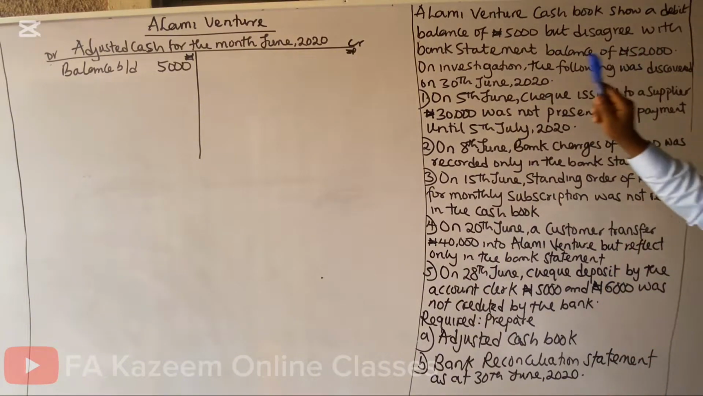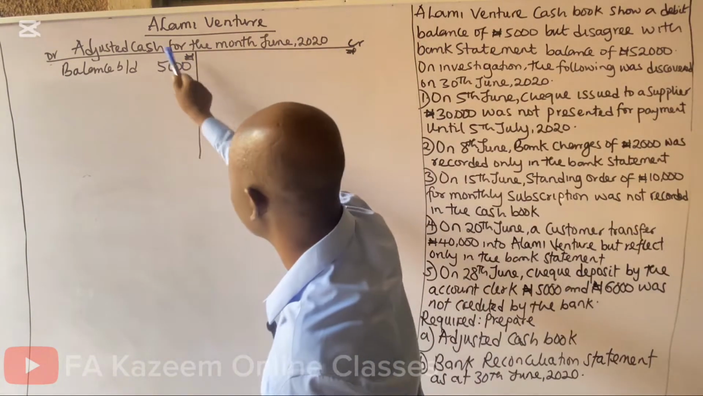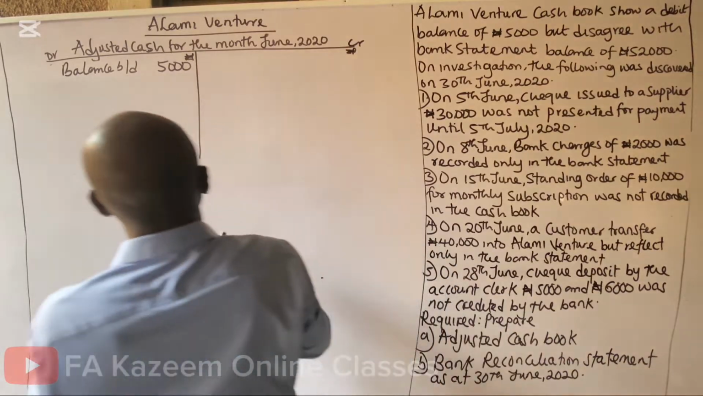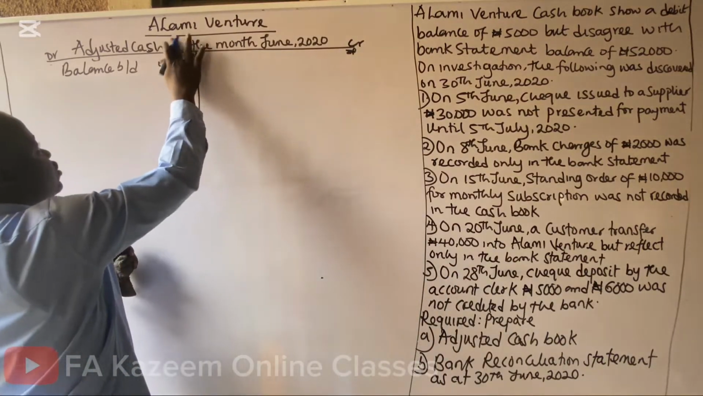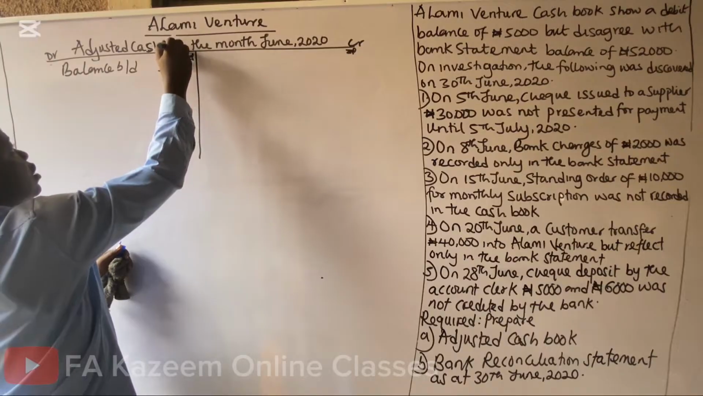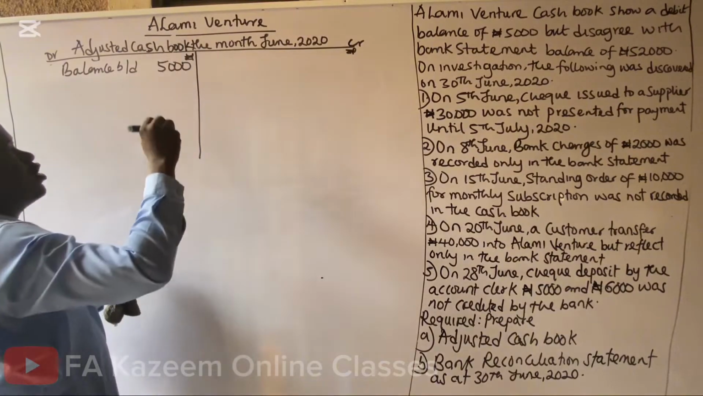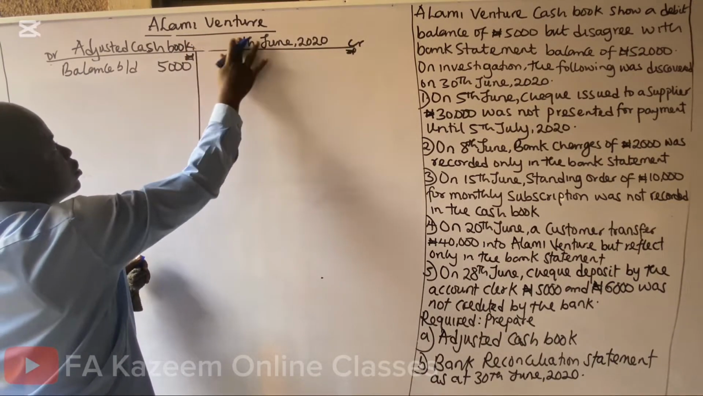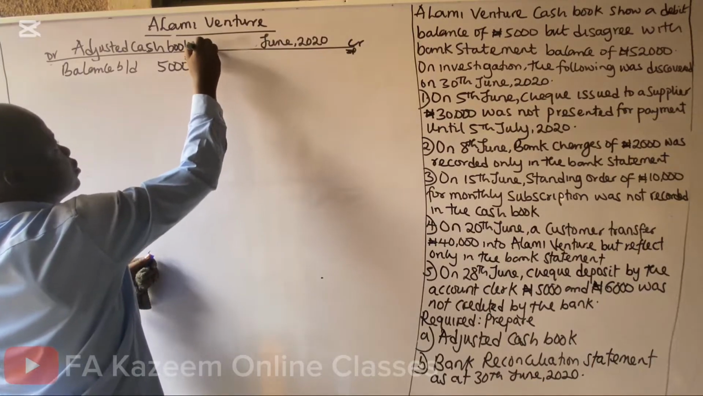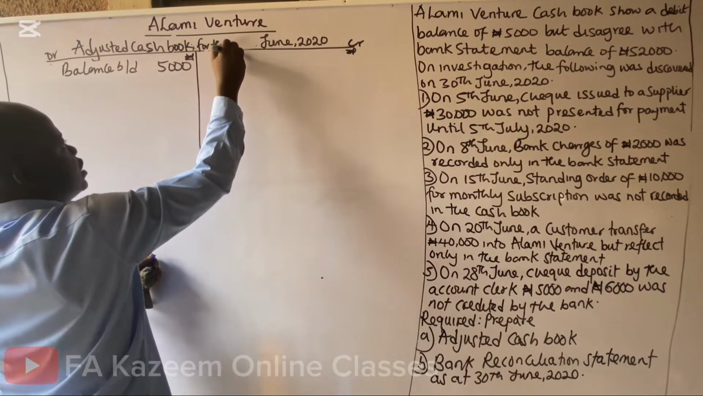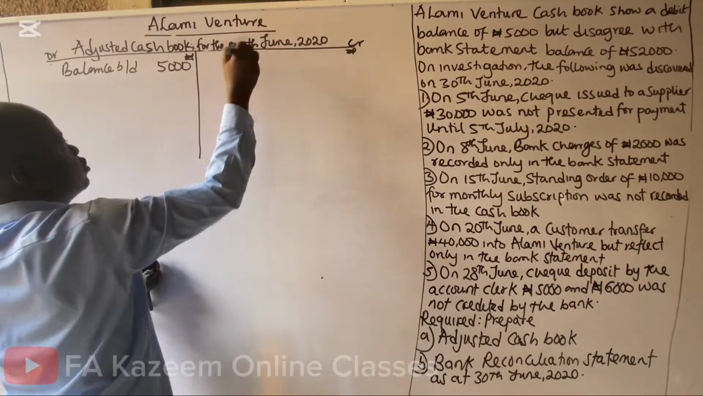If this 5,000 is the cash book balance, this adjusted cash book for the month of June.